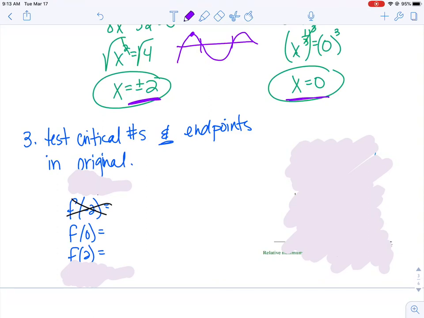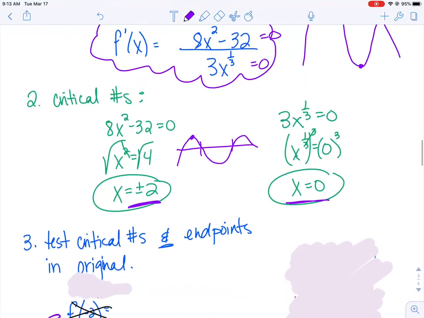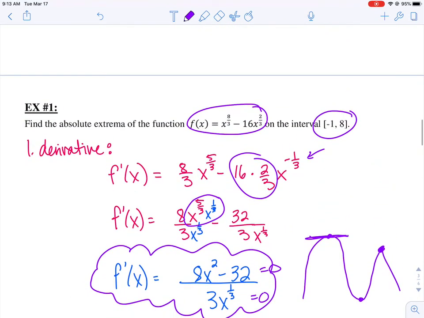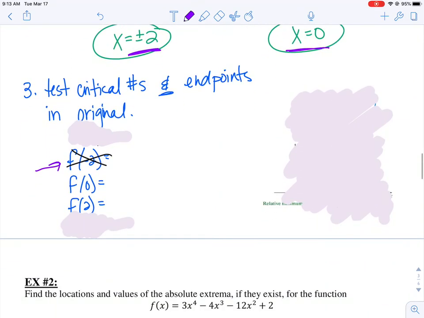So my third step is to take those critical numbers and plug them into my original. So I'm going to take the -2, the 0, and the +2 and plug it into my original. You noticed here that I crossed off -2. Why do you think that is? Well, if you remember, in our problem, we were just focused on the interval from -1 to 8. So -2 is outside of that window, so I don't really care about -2 on this particular problem. That's why I crossed him off.